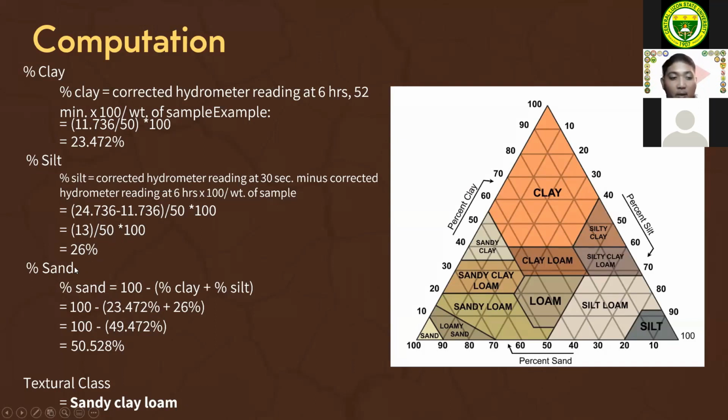Then madali na lang ma-compute yung percent sand. So because of course the total percentage of that particles is 100%. So 100 minus percent clay plus percent silt. So ang percent sand natin ay 50.528%.